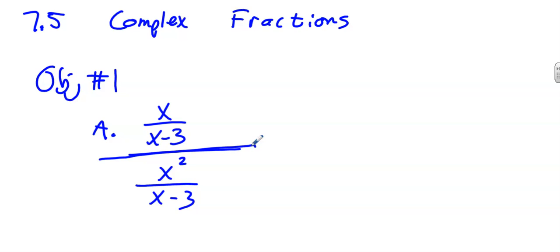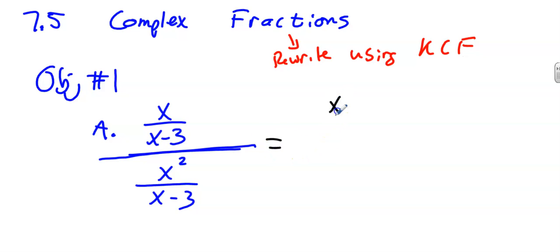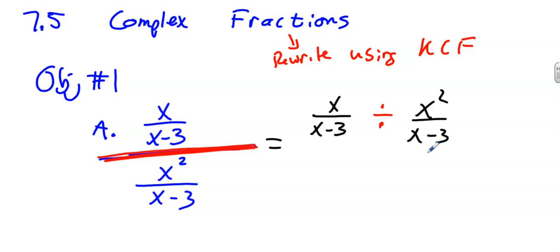Okay, and the biggest thing that you want to do with your complex fractions is you want to rewrite these using the KCF method, where you're going to keep it, change it, flip it. So when you see this problem, you really have to think about it as being x over x minus 3. Wherever that big fraction bar is that separates the numerator and the denominator, that's where you're going to go back and rewrite that as divided by, and then x squared over x minus 3. So really it's more rewrite than use KCF.